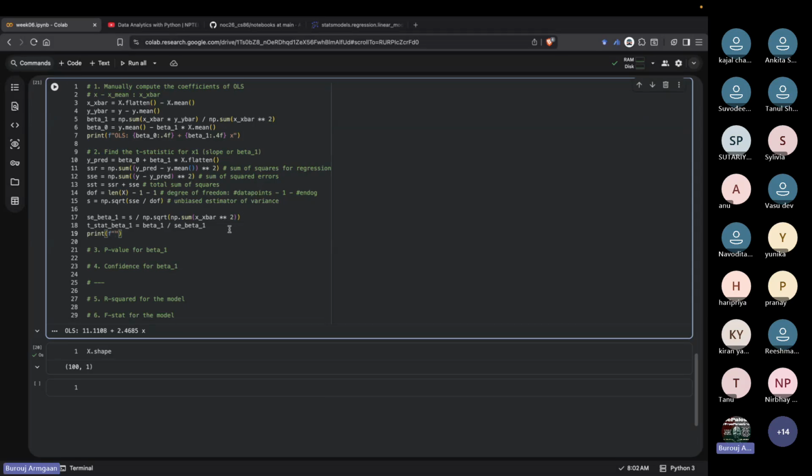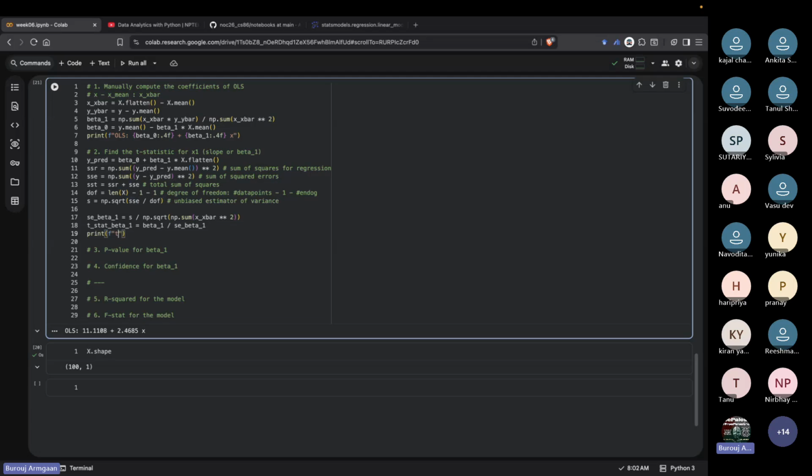So it's pretty dry stuff. You essentially have to follow the same process. That is, you ask what is the final thing that you need, and then you retrace. For this thing I need S, for S I need SSE, for SSE I need y and y prediction. So that's how you do it.